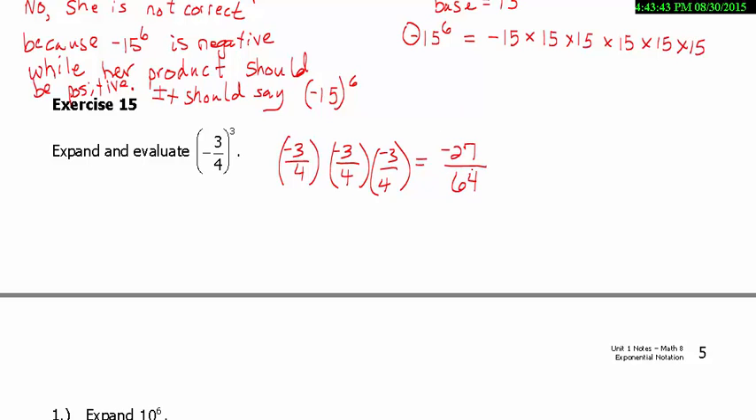So the negative is for only one of the numbers. I chose the negative sign to go with the 3. You could choose it to go with the 4 and still get a negative answer like we did. Just make sure that the negative sign only goes with one and not both.